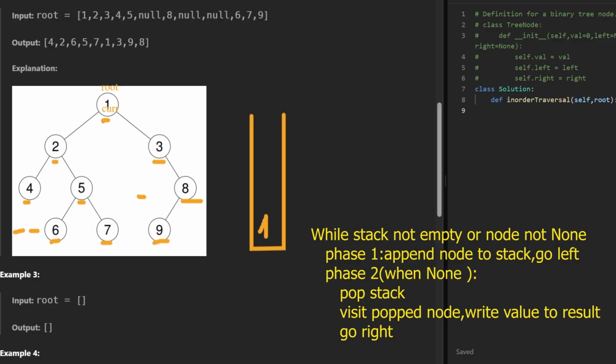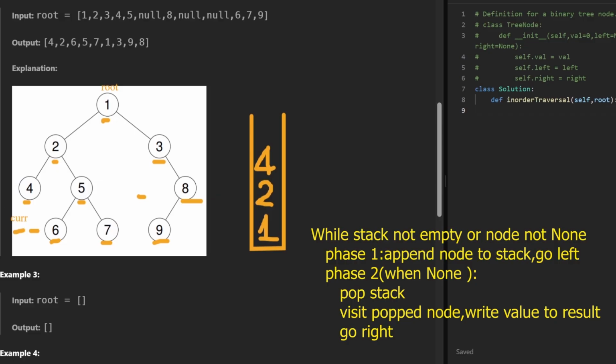Append to the stack node value 1 before curve goes left. Append node value 2 to the stack before curve goes left. Append node value 4 to the stack before curve goes left again. Curve is none, no more left to go.